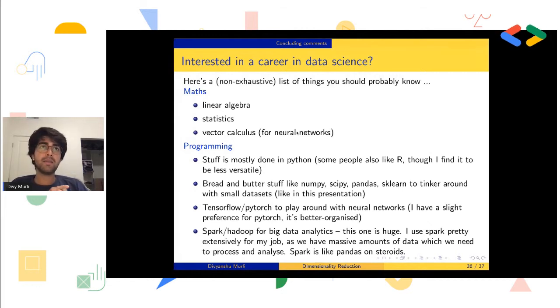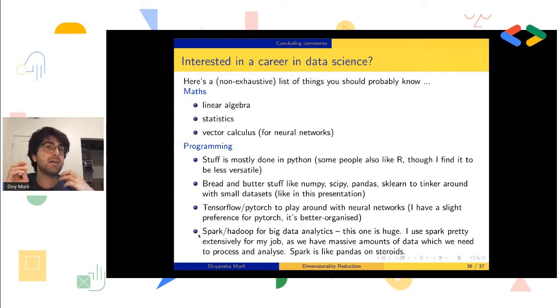On top of that, programming, just get comfortable with Python. Things like the packages I use in this talk are good to tinker around with small data sets, like in this presentation. But for large data sets, at work, I deal with very large data sets that can't all be stored in one place, so they have to be stored in a distributed fashion.